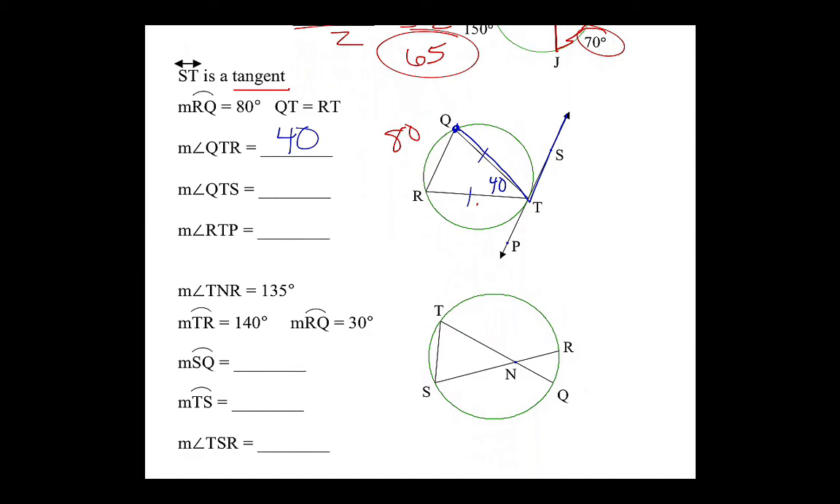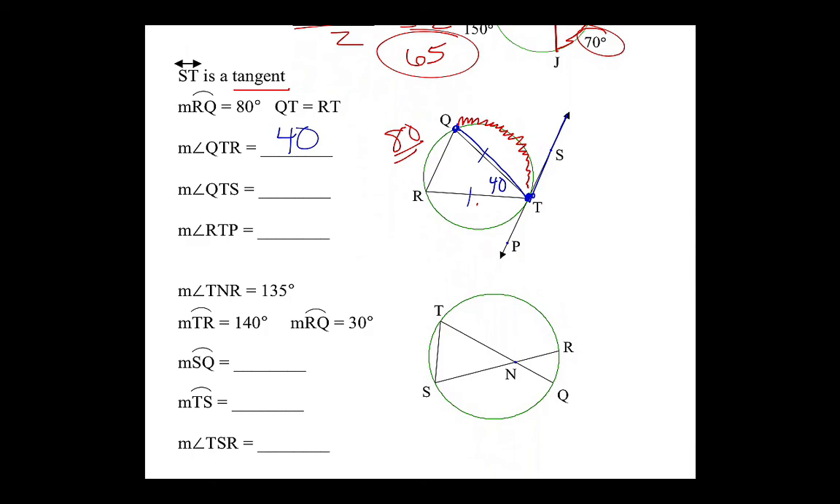Now you can think of this as a chord tangent angle, but what I like to think of it as is this vertex is on the circle. So I have to identify its intercepted arc. Well, the arc being cut off inside that angle is arc QT. So I need to know that arc, and angle QTS will be exactly half. Well, all I have is that this arc is 80 degrees, and I don't see a diameter. There's no way for me to figure out that this is 100 or 120.